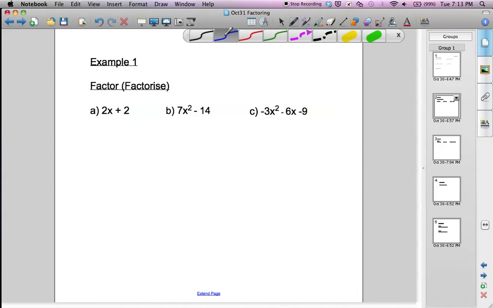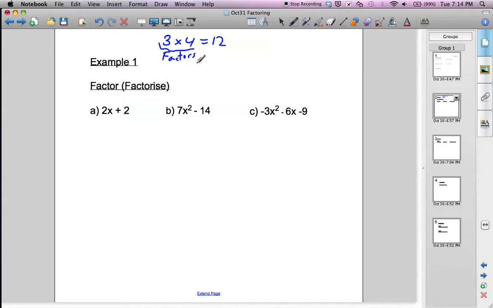Firstly, what is factoring? If you think about the word factor, you might have seen it before, like factors. If you have 3 times 4 equals 12, then these are the factors. It's very similar with factoring an equation or an expression. You'll be writing it as a product. So factorizing means basically write as a single product.